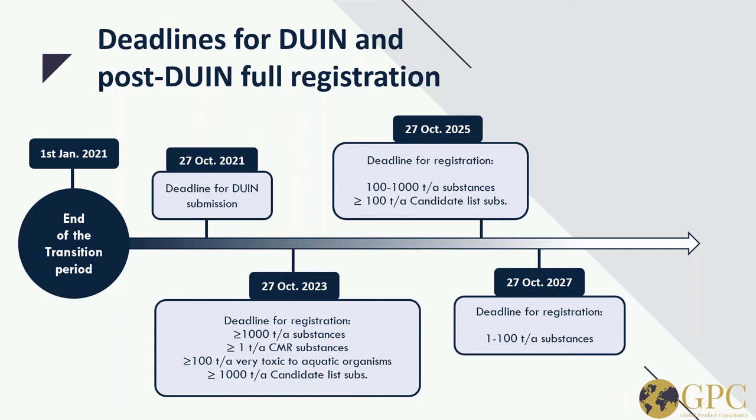Then in 4 years, on the 27th of October 2025, it's a deadline for registering those substances between 100 and 1,000 tons per annum, and candidate list substances that are more than or equal to 100 tons per annum. And finally, in 6 years, the deadline for registration for all substances between 1 and 100 tons per annum.